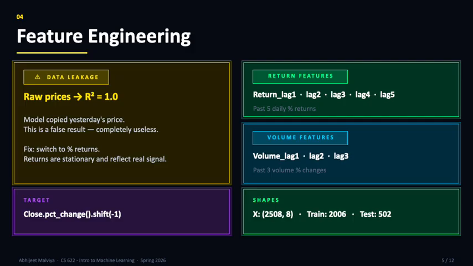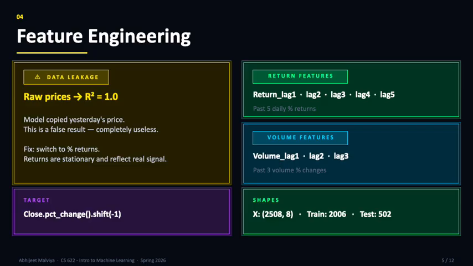So here's feature engineering. Feature engineering was one of the most important and tricky parts of this project. My first attempt used raw closing prices as lag features, and the model reported an R-squared of 1.0. That sounds great, but it's actually a red flag called data leakage. The model was essentially just copying yesterday's price as today's prediction, which is trivially easy and completely useless.